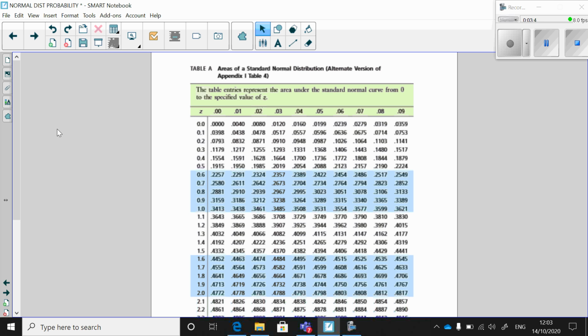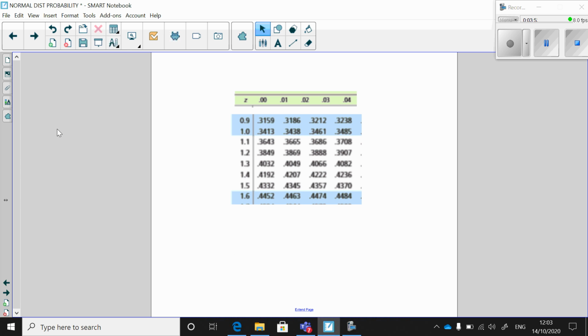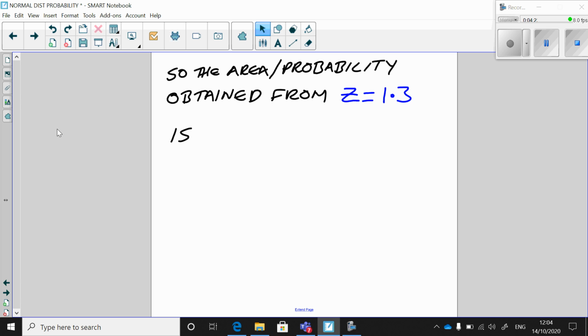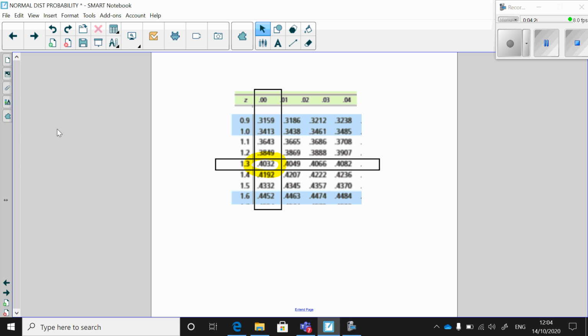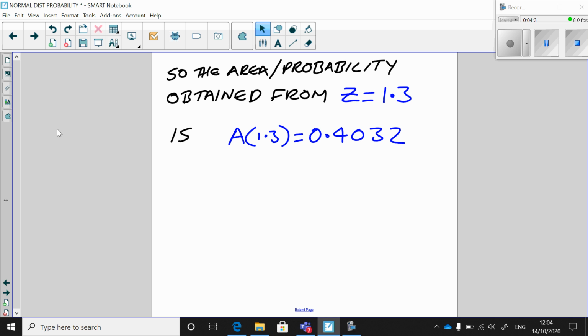So I'm just going to magnify that a little bit, and as long as I go down to include 1.3, I think I can see it a little better there. So 1.3, we're only going to one decimal place there. I've highlighted that. After the 3 would actually be a 0, so I'm going to go up to 0.00 and bring a column down there. So the intersection of the row and the column, that's our area, which is our probability. I can see that as 0.4032, and so that means the area probability that we got when we put in 1.3 is 0.4032. Okay, so our probability area is 0.4032.